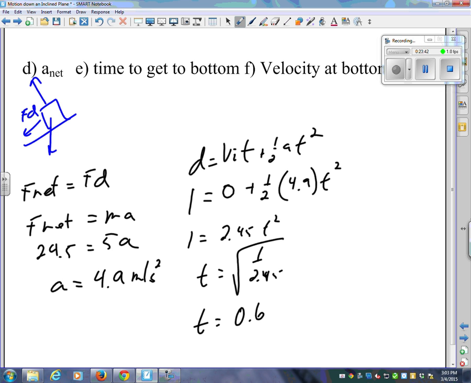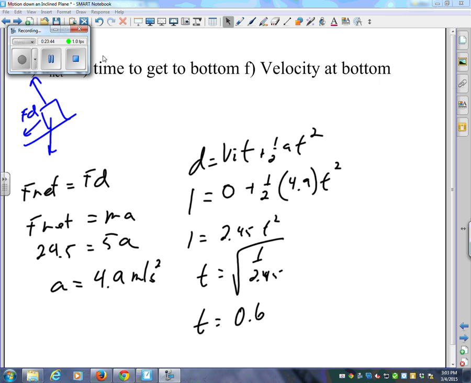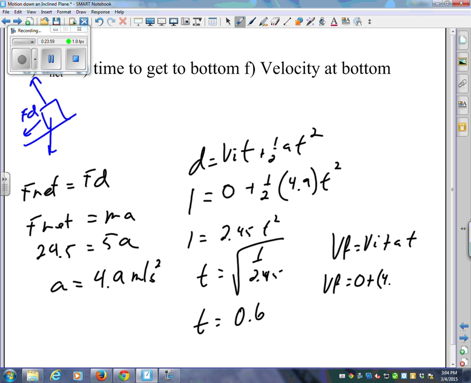How about the velocity at the bottom? What's the next question? Yeah, that's part F, I guess. You could do VF equals VI plus AT. 0 plus my acceleration of 4.9. My time is 0.6. Oh, I got a calculator here. Which ones are square? Oh, that's the two ABs. Yep. 2.94 meters per second.